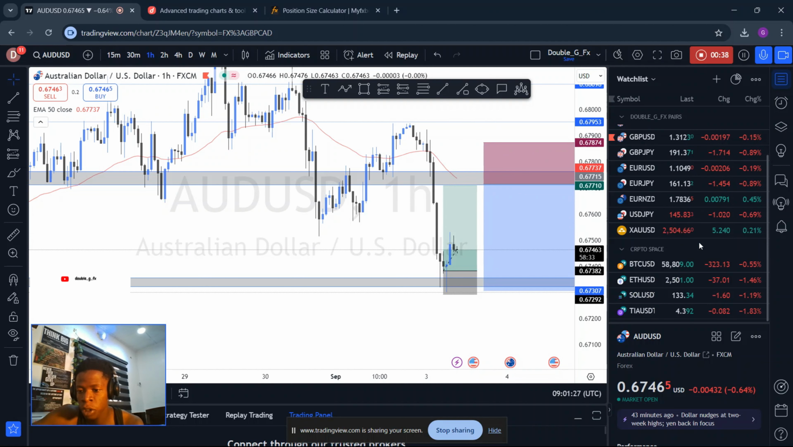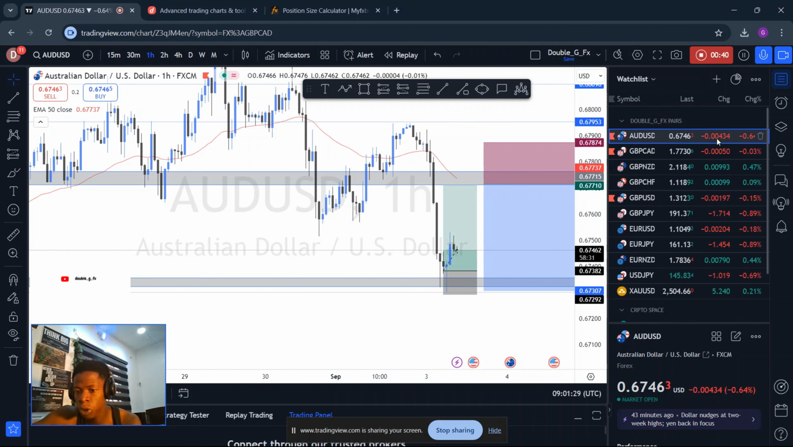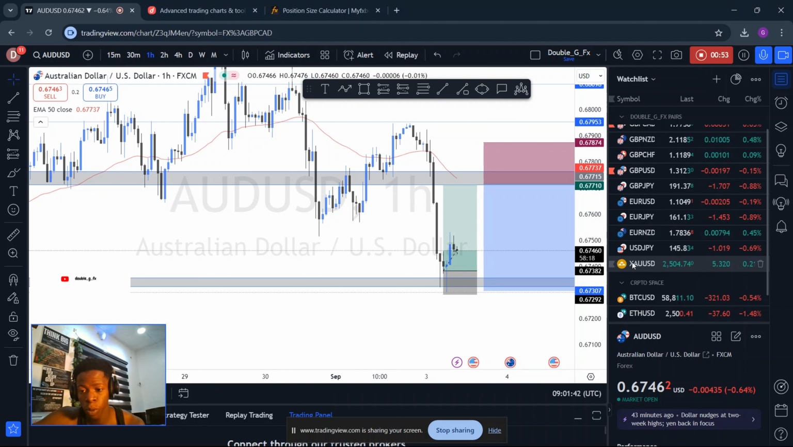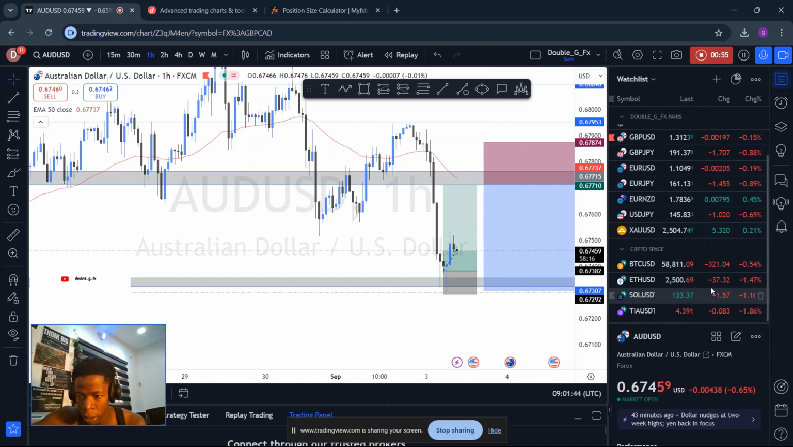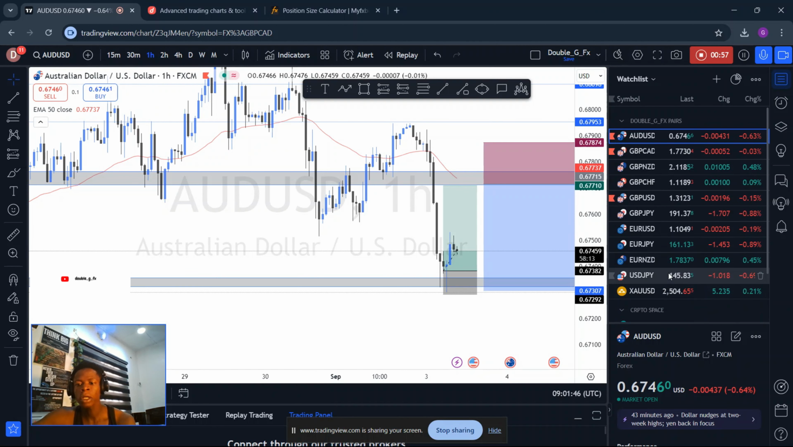So for this week, here are some pairs I have on my watch list. We have AUDUSD, GBPCAD, GBPNZD, GBPCHF, GBPUSD, GBPJPY, EURUSD, EURJPY, EURNZD, then USDJPY and gold. So these are basically the pairs on my watch list.